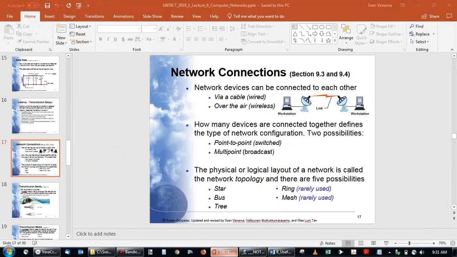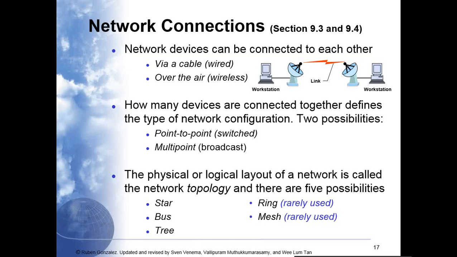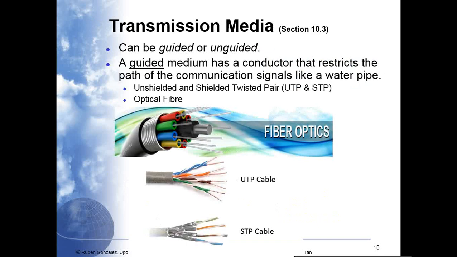So that's just a visual representation of some of these types of networks, and you can see they have different properties. You might choose one over the other depending on what you're trying to achieve. So the links that we were talking about, well, they can be guided or unguided. So a guided medium has some kind of conductor, copper or whatever, that restricts the path of the communication signals, and it's got some kind of coating around it to stop interference. Some of them are shielded to stop the interference, some of them are not, depending on the particular application.